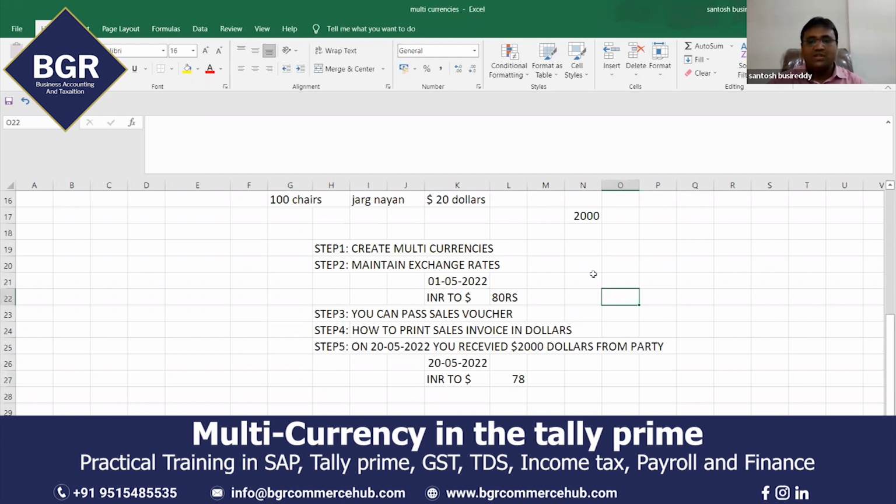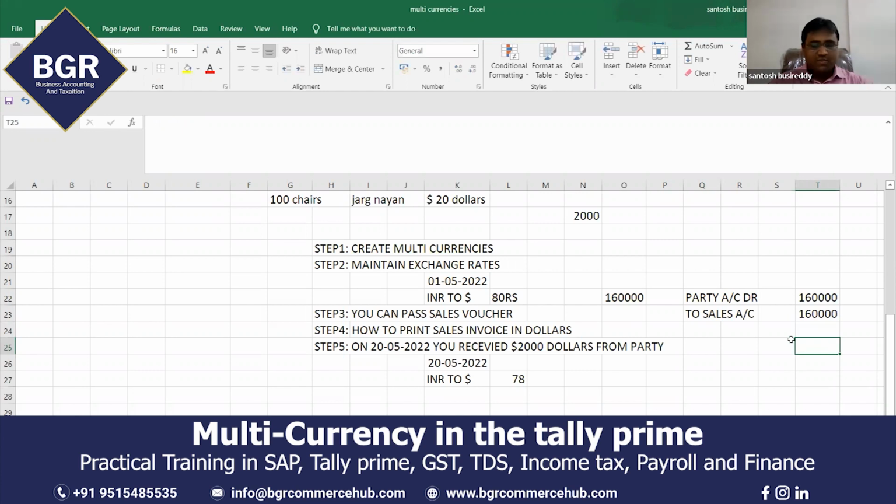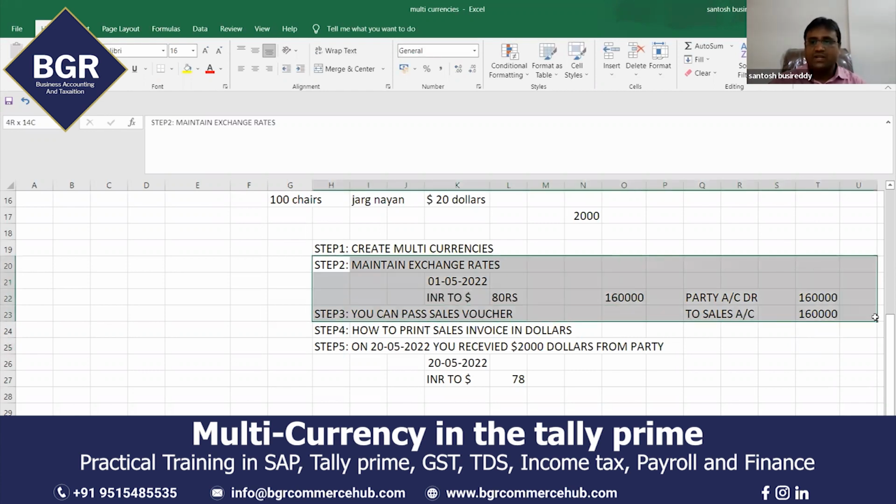See, what is the entry you booked at the time of sales in Indian currency? What is the amount you have to receive as per your ledger? $2,000 into 80 rupees. This is the sales amount you booked already, correct or not? Party account debit to sales account. What is the amount you booked to the party ledger at the time of sales? 1,60,000. Party account debit to sales account 1,60,000. At the time of sales, you have to maintain both Indian rupees and dollars.